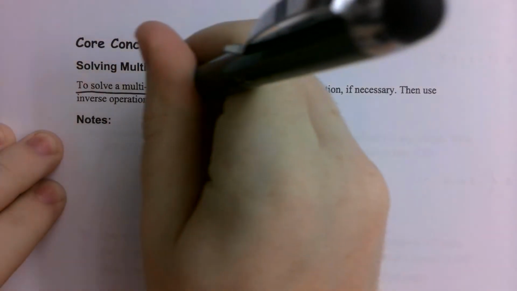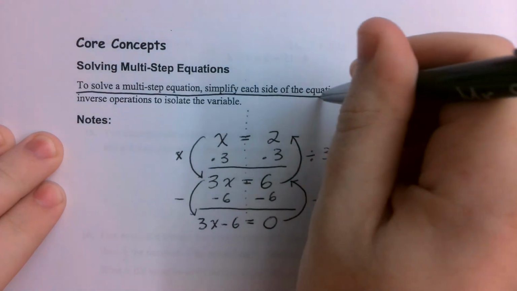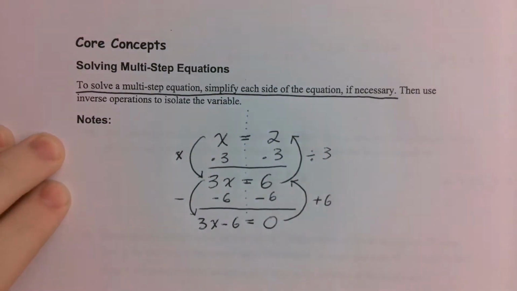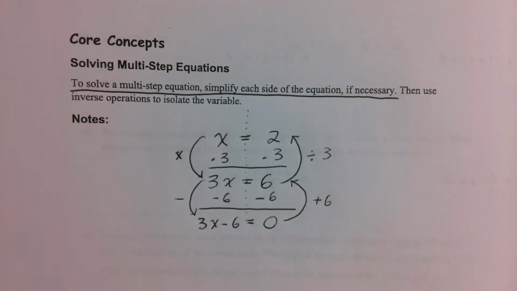However, there's one other step that is very important. To solve a multi-step equation, simplify each side of the equation if necessary. So keep that in mind as we go through these example problems. You have to make sure that if you can combine any terms at the start, you do that first. It makes it so much easier in the long run.